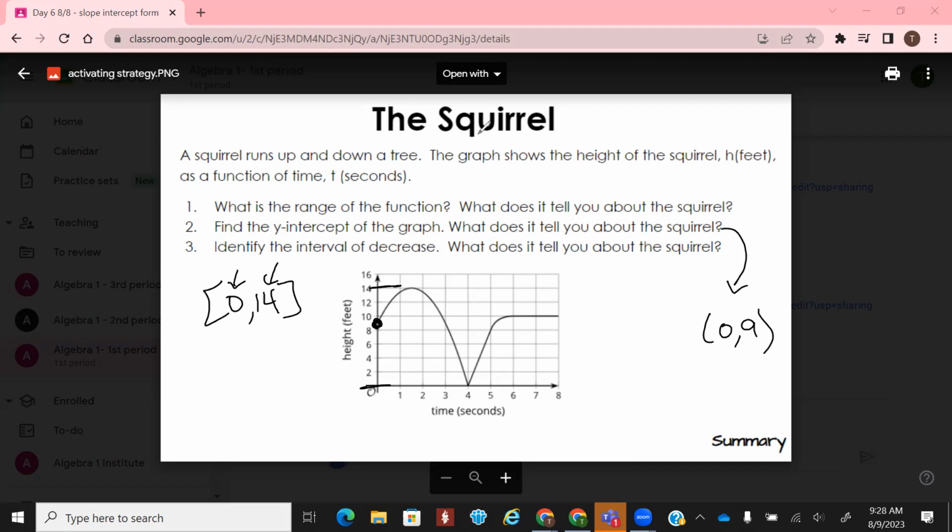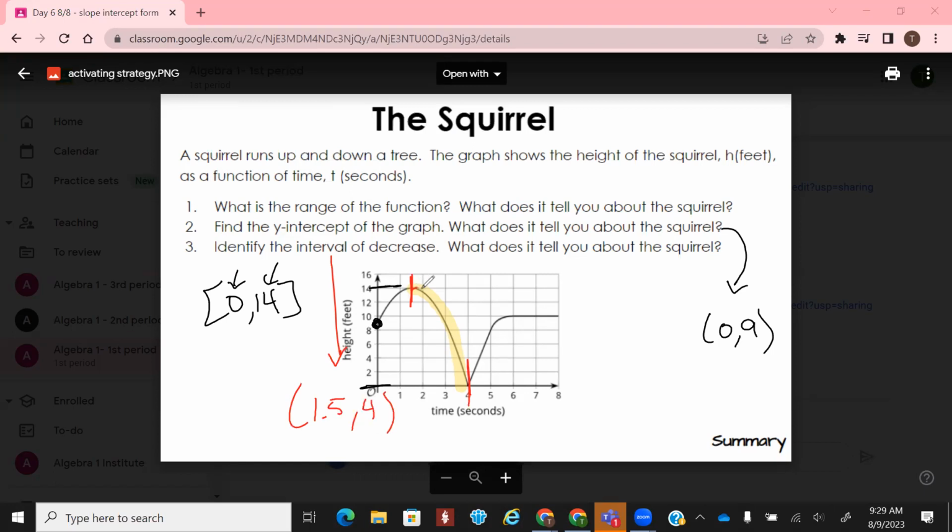Then yesterday we talked about decrease, right? We talked about intervals of decrease. So right here is where it's decreasing. Well, when is that happening? That's happening between, okay, so like 1.5 and 4, right? So decreasing from 1.5 to 4.